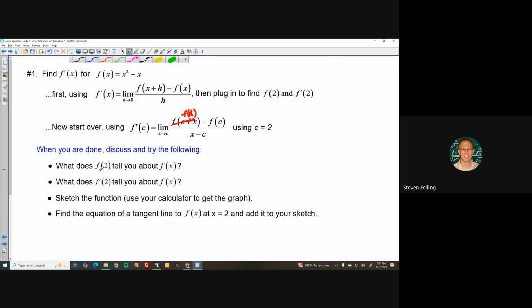So f of 2, what does that tell you about f of x? That tells you the y coordinate at x is 2. f prime of 2 tells you the instantaneous rate of change, or the derivative, or it can be called the slope of the tangent line. And then we already evaluated these other things here.